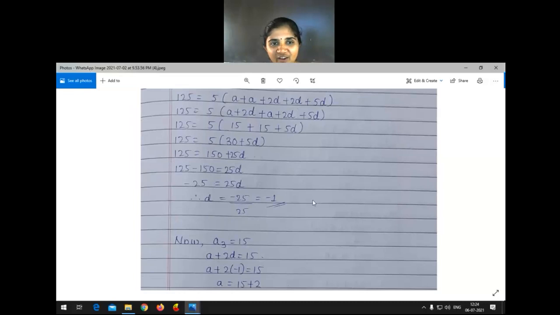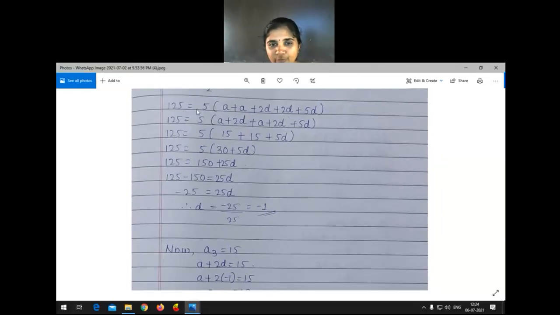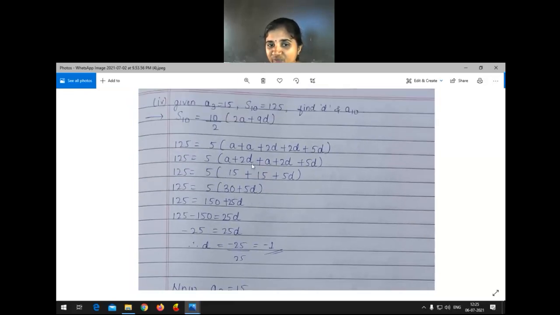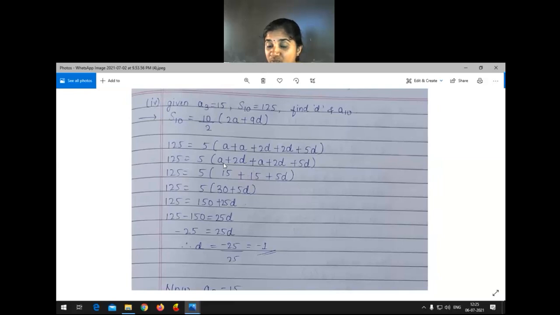See here, did you get the idea of this problem now? 125 is equal to 5 into a plus a plus 2d plus 2d plus 5d. Then grouping a plus 2d on one side, a plus 2d on one side, 5d separate. Then 5 into a plus 2d. A plus 2d is 15. How is a plus 2d 15? Who told that? A3 is equal to 15 is given. What is the relationship between A3 and a plus 2d? Yes, A3, the general form is a plus 2d. So a plus 2d is 15, again a plus 2d is 15, plus 5d.